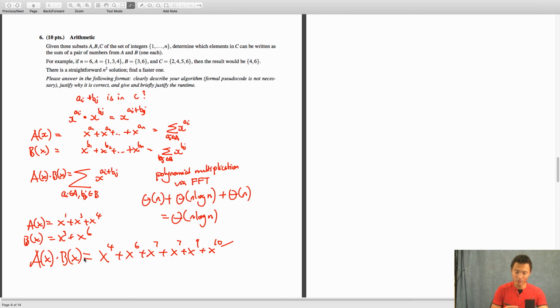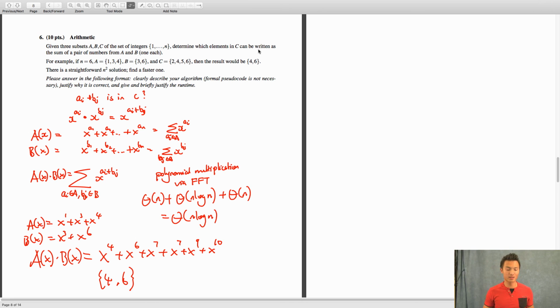I check every one of these and see whether it's in C or not, right? Is 4 in C? Yes. Is 6 in C? Yes. 7, 9, 10? No, none of them are in C. That's fine. I'm going to return the set, and there we go.